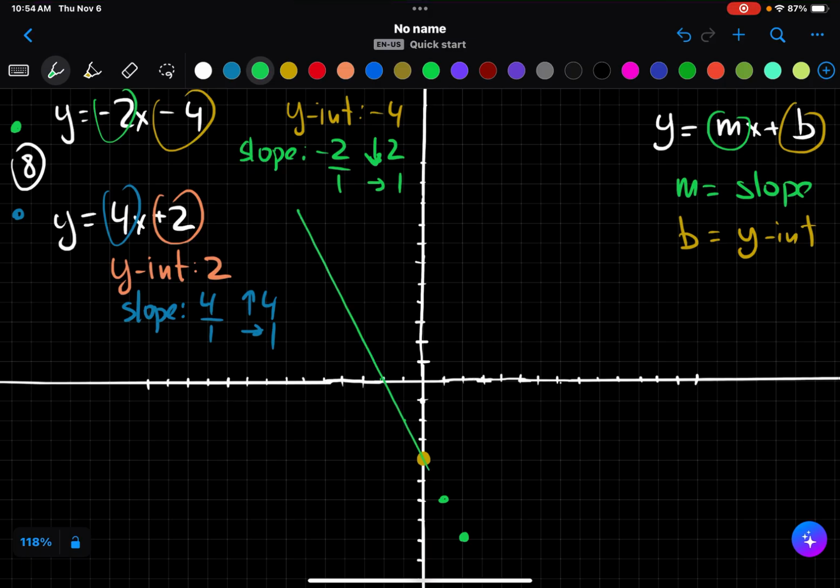Gonna do our best here. Okay. And then for the other one, the blue equation, the y-intercept is at 2, and the slope says go up 4 to the right 1. Yep, up 4 to the right 1. All right, let's graph this one.